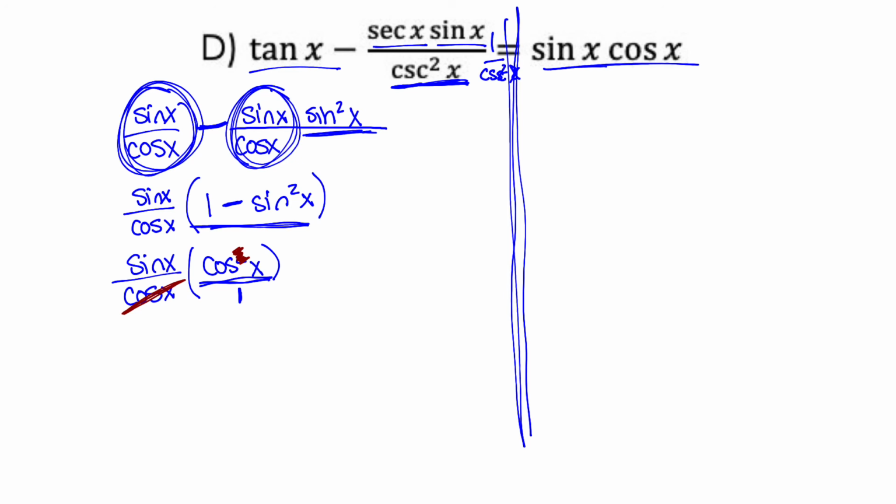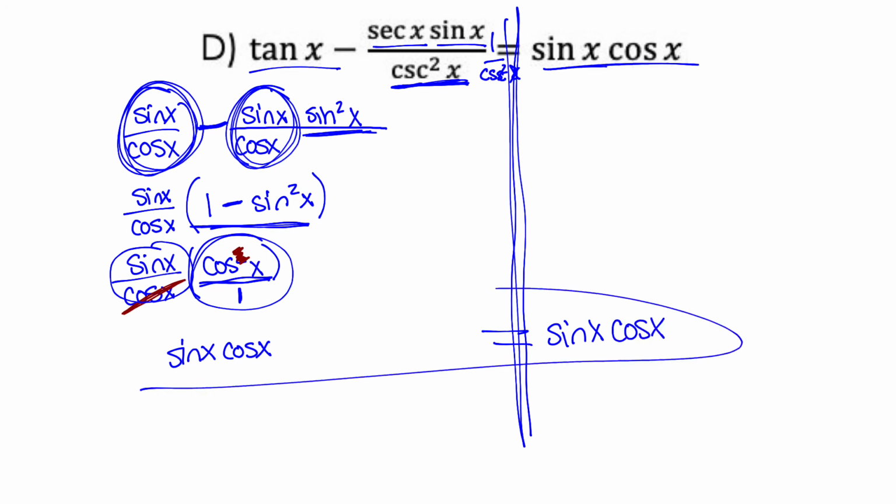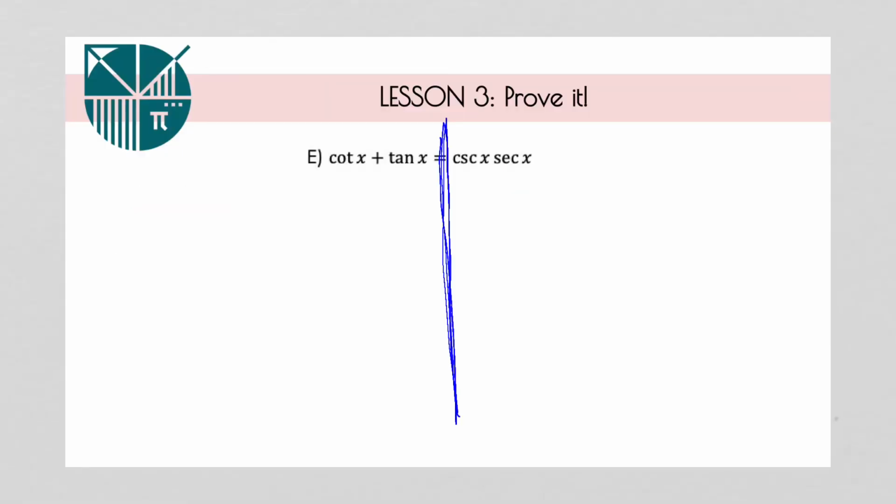And now I'm left with, in the numerator here, sine, and it's multiplying by the cosine that I have left. And that equals what I was trying to get, sine x, cosine x. There was my identity. Okay, here was the next one. So divide it up.